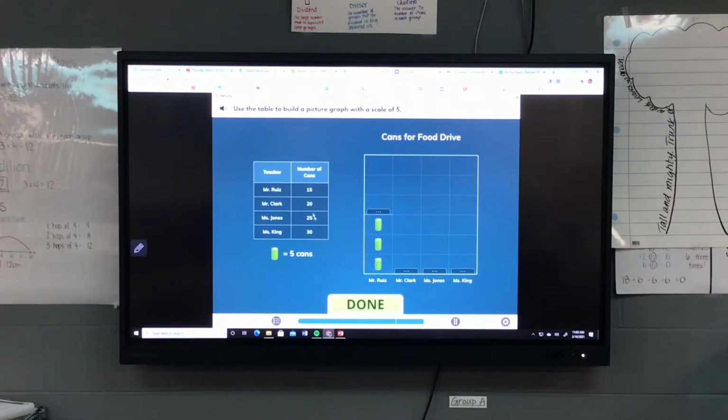Mr. Clark, what are we skip counting up to? 20. 5, 10, 15, 20. Stop. Miss Jones, up to 25. 5, 10, 15, 20, 25. Stop. And Miss King, 30. 5, 10, 15, 20, 25, 30. Stop.